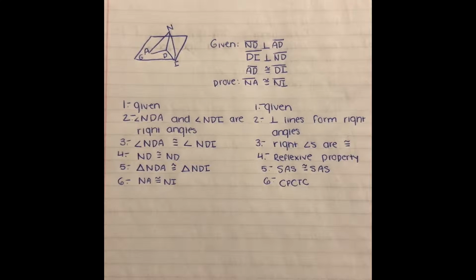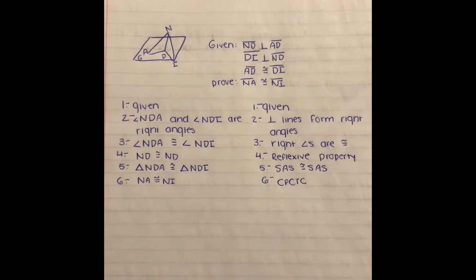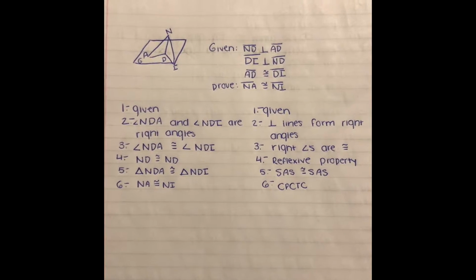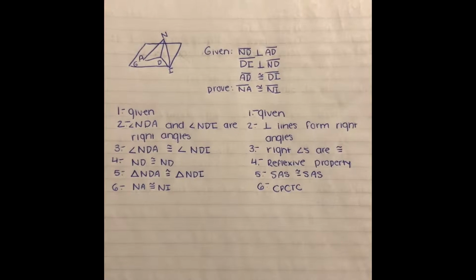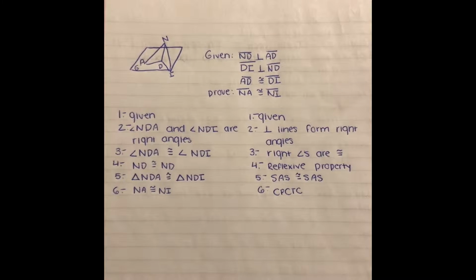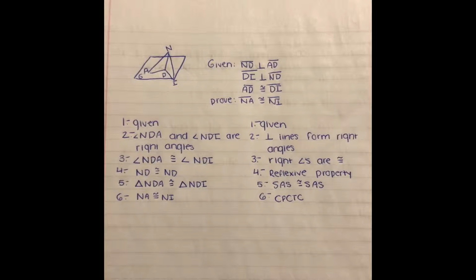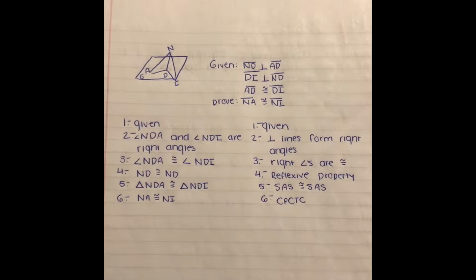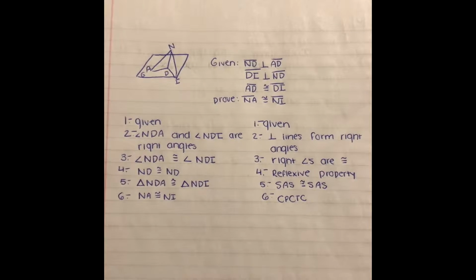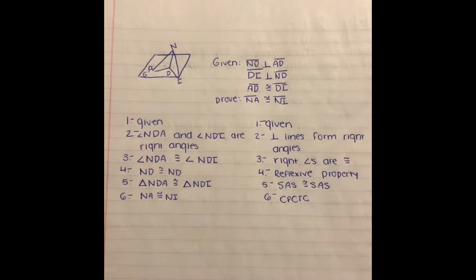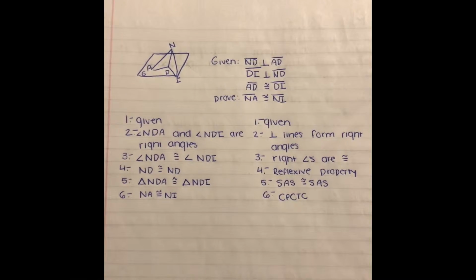We chose to solve it this way because the easiest way to prove congruent segments is through congruent triangles. Since we were already given congruent segments, we simply use the given information to prove congruent angles and one more congruent side through the reflexive property, which gave us congruent segments through CPCTC.